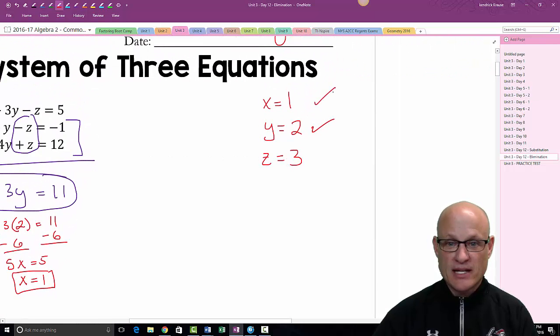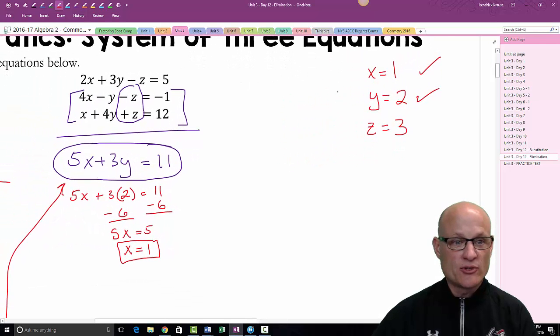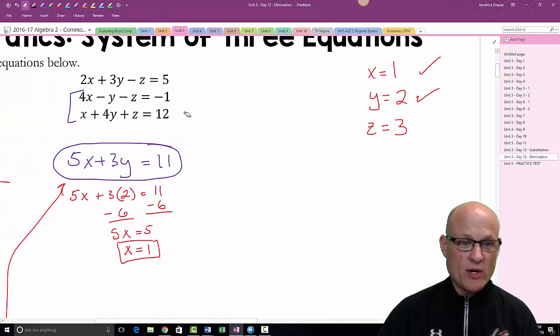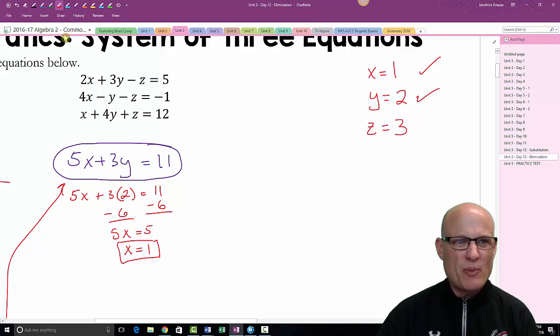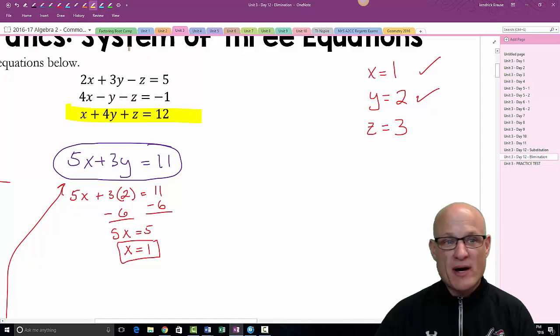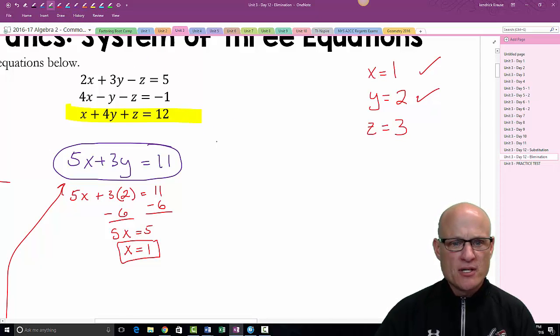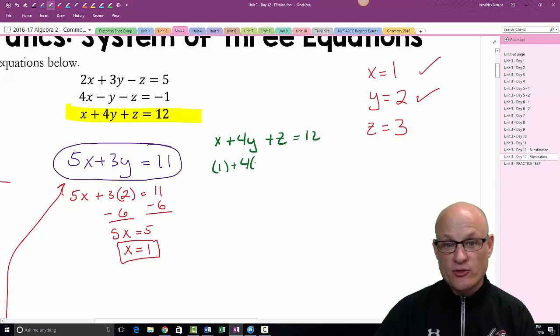X equals 1. My last goal is to find out what z equals. And I'm actually going to look at these equations. I like to pick the one that's all positive. So if I take this equation, it's all positives. I'm going to work in just that one. So x plus 4y plus z equals 12. I already found x was 1. I already found y was 2. I just need to find out what z is.